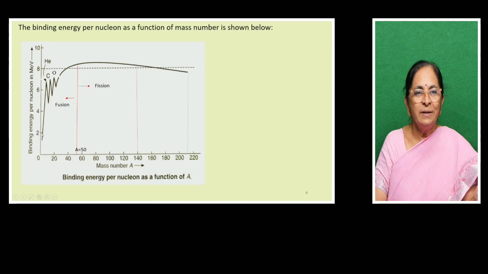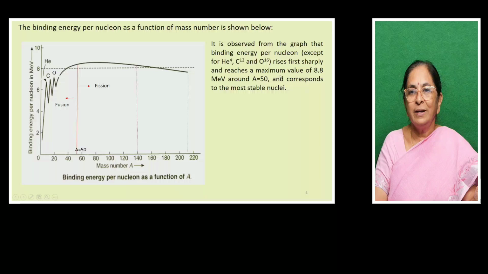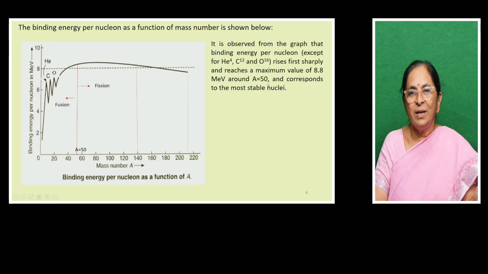Except these three elements, generally binding energy per nucleon increases gradually as the mass number is increasing. The graph we name as binding energy per nucleon as a function of A. Okay, so this is the graph. Now in the graph we come across certain points. Let us see the first point. It is observed from the graph that the binding energy per nucleon, except for these three atoms, rises first sharply and reaches a maximum value of 8.8 million electron volts around A equal to 50, and corresponds to the most stable nuclei.